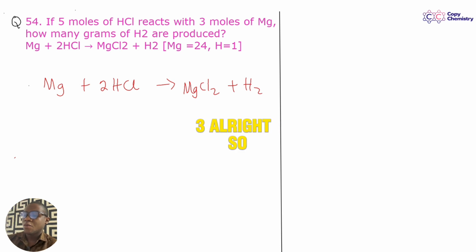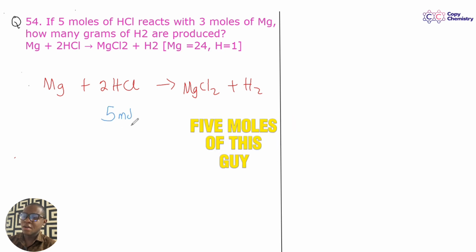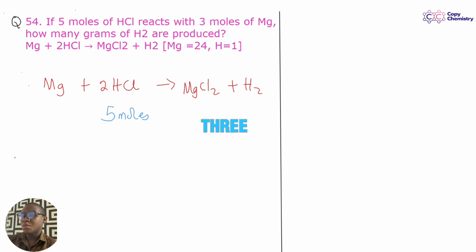Alright, so we have 5 moles of HCl, that's what we're bringing to the game. 5 moles of this one, and 3 moles of magnesium. So how many moles of H2 are produced?